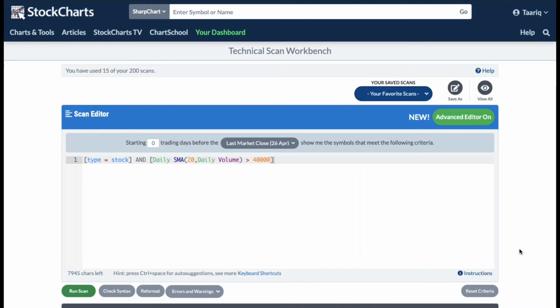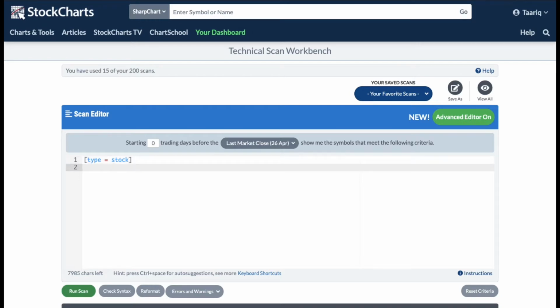So you'll start off as usual with the type as stock. I'm actually going to remove the rest for this particular scan since we're working with volume. And the next line you're going to be coding for is that 5% over the last 5 days. So you're going to put today's close. You're going to make sure that it is greater than 5 days ago, right? All right, and then you want to multiply that by 5%.